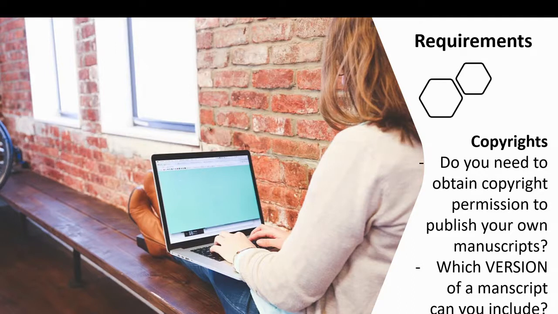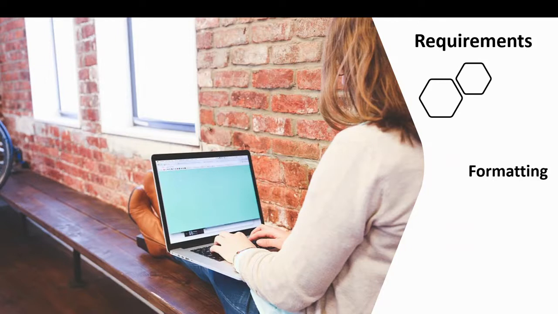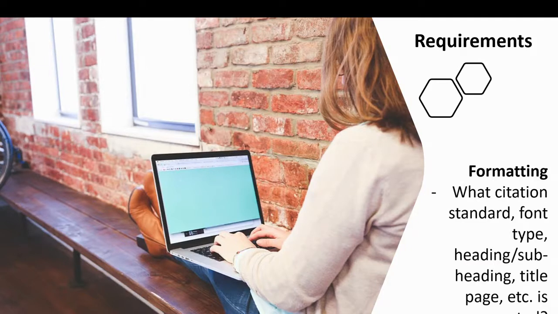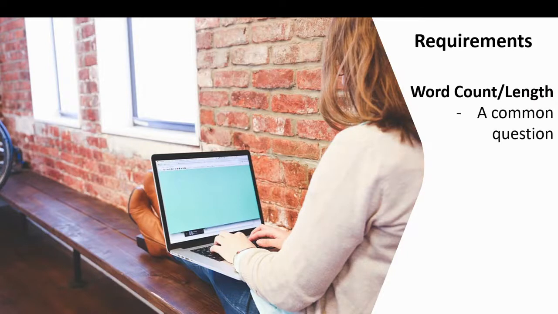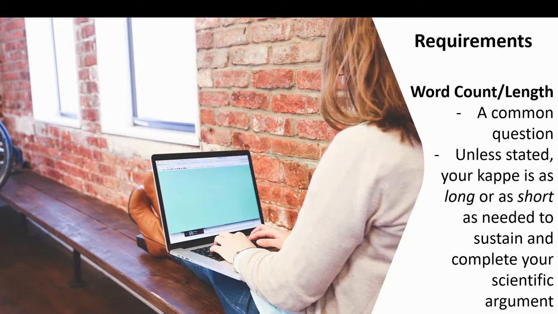And of course, you need to know what the requirements are for formatting, standard citations, referencing styles, font types, headings, subheadings, title page, and so forth. Knowing all of these things will give you a better idea of what needs to be included and how you can begin to structure your Kappe. And of course, a very common question is the word count. Does your Kappe have a minimum or a maximum length of pages or of words? And if not, unless it is stated, your Kappe should be as long or as short as needed to sustain and complete your scientific argument.